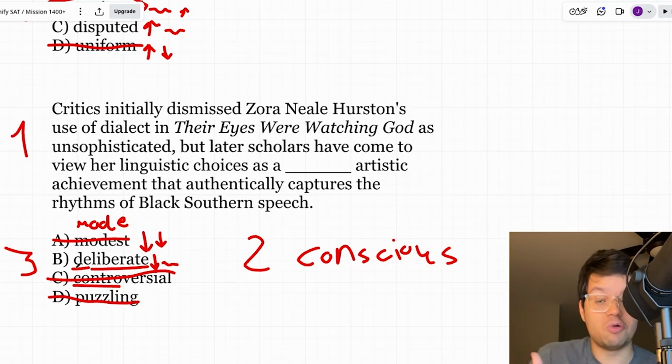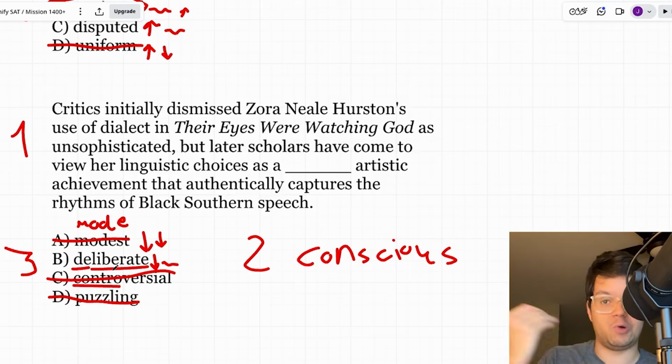So deliberate, even though we're not entirely sure what that word means, out of what we know about the etymology and what we're able to figure out, it definitely has the best shot out of the choices we're given.